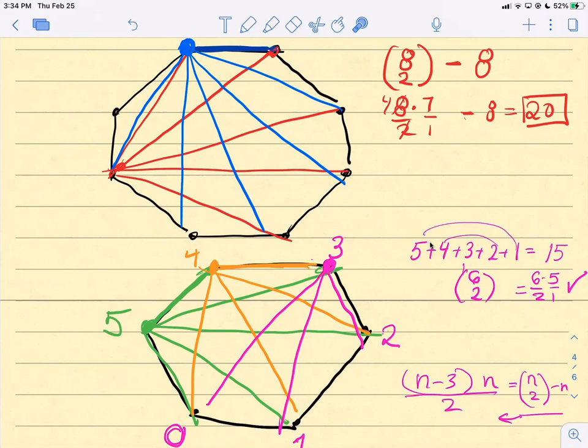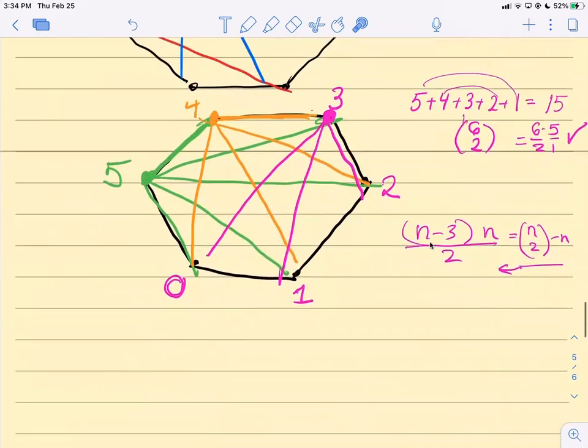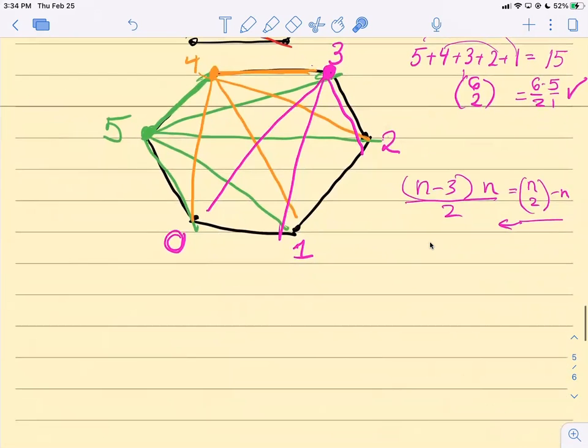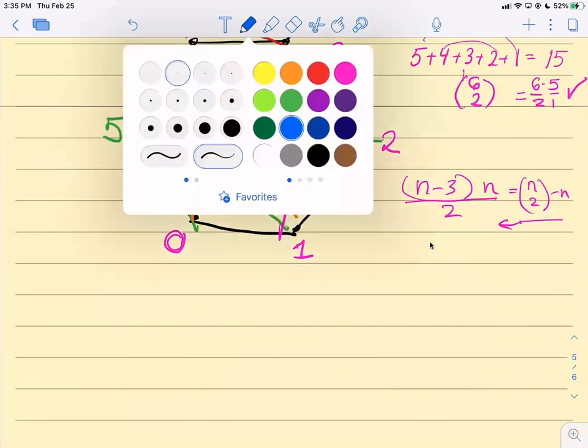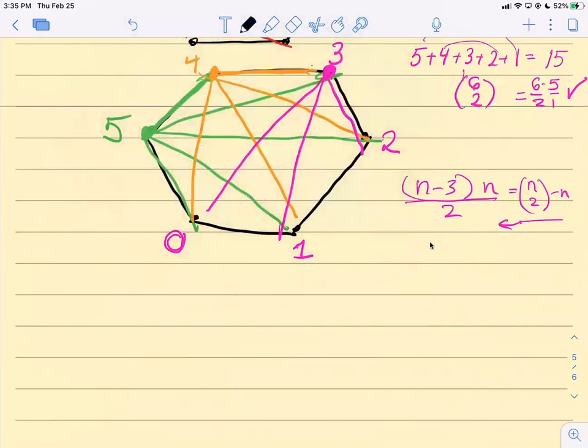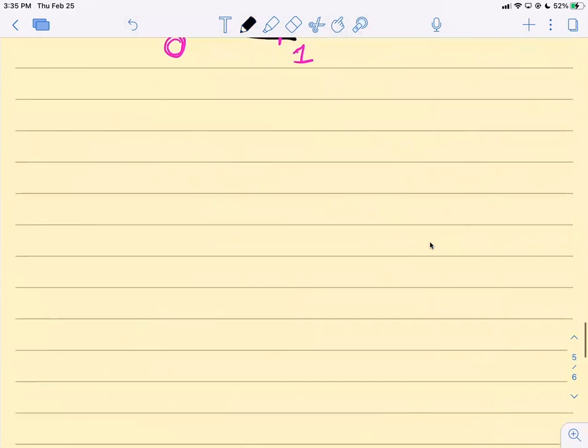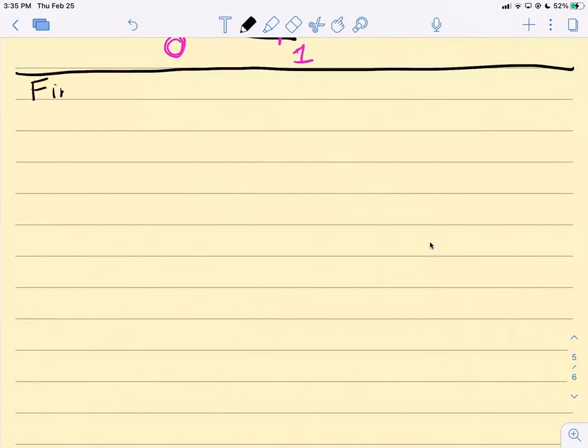Okay. Last thing I want to go over, and then I'll show you some really amazing patterns, is finding the constant term. And I'm going to do this the way you can approach it on a test.